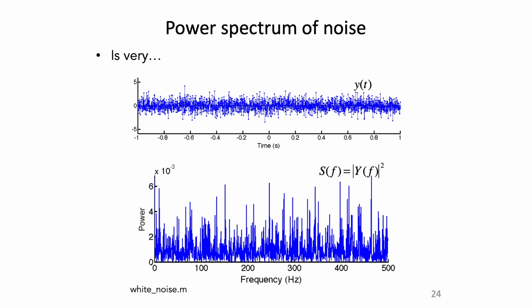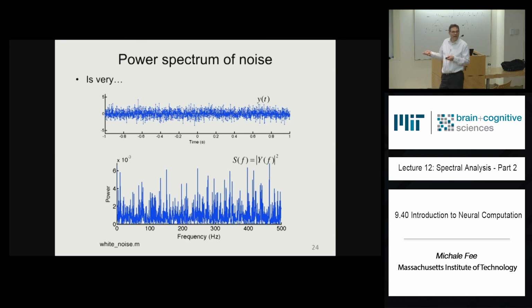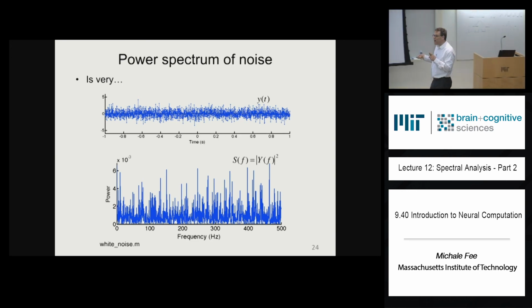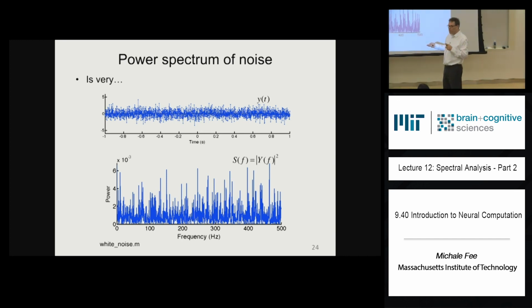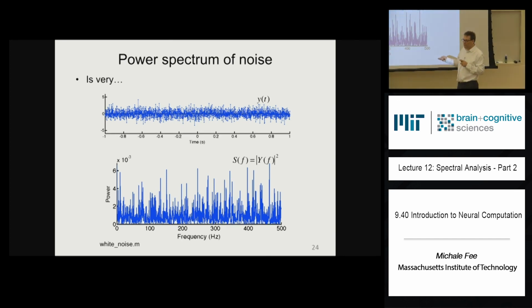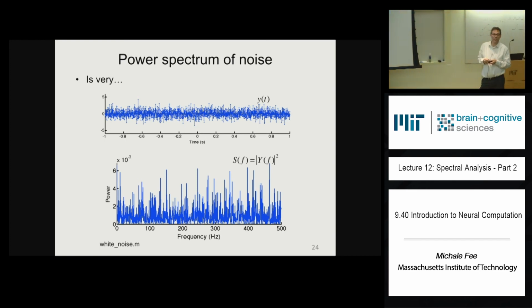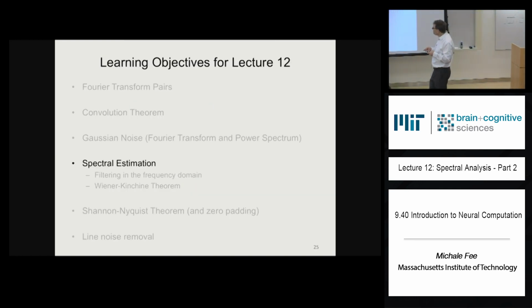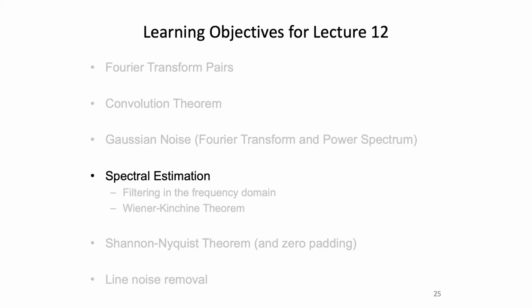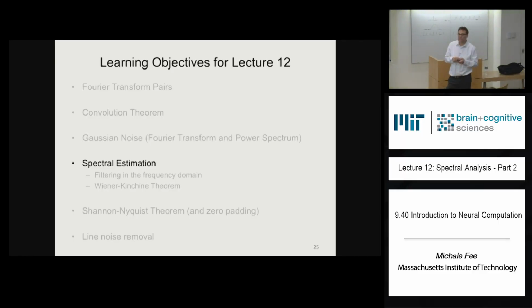All right, the power spectrum of noise is very noisy. Okay, we're going to come back and I'm going to show you that on average, if you take many different signals, many copies of this, and calculate the power spectrum and average them all together, it's going to be flat. But for any given piece of noisy signal, the power spectrum is very noisy. Okay? Any questions about that? Okay. All right, so now let's turn to spectral estimation. How do we estimate the spectrum of a signal?